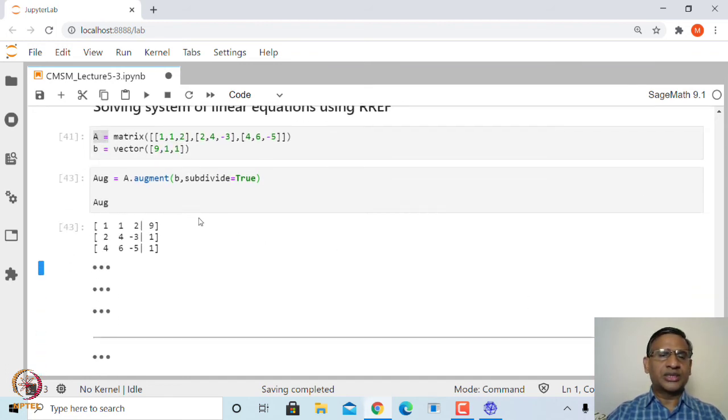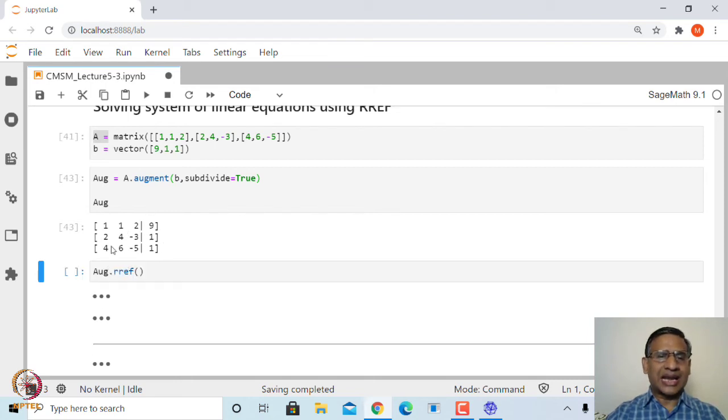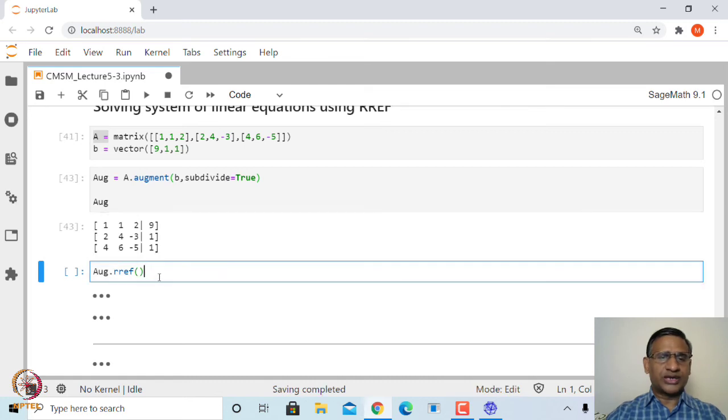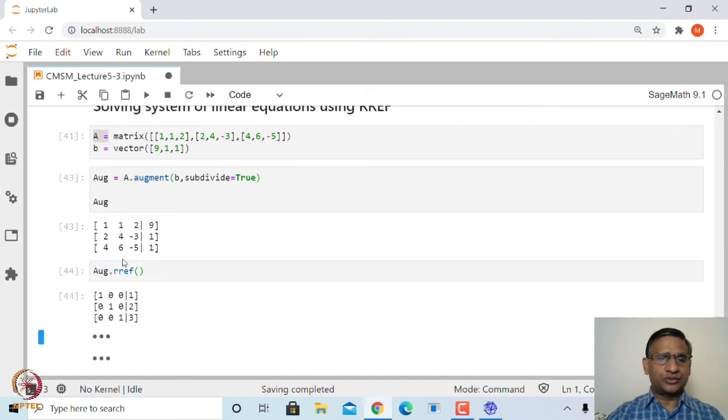Right. Now, once you have created this augmented matrix, you can apply RREF, row reduced echelon form, to this augmented matrix, and whatever you get in the last column will actually reflect the solution. So, in this case, when we apply RREF to this augmented matrix, the last column is 1, 2, 3. So, what this represents is that Ax equal to B has been converted into x1 is equal to 1, x2 is equal to 2 and x3 is equal to 3.